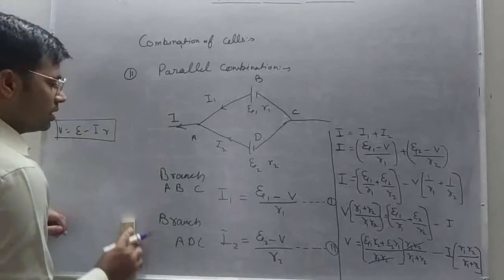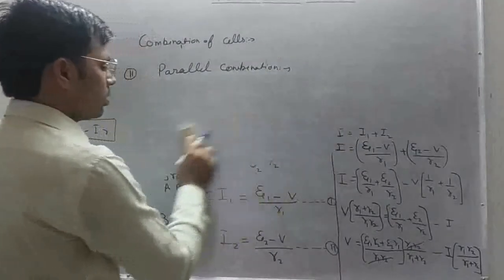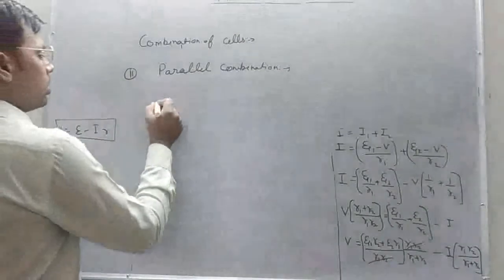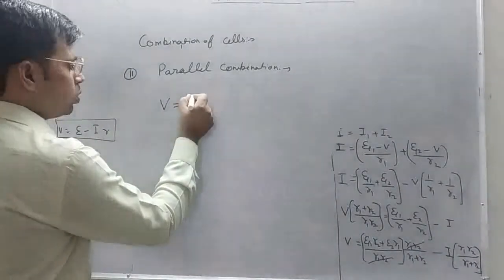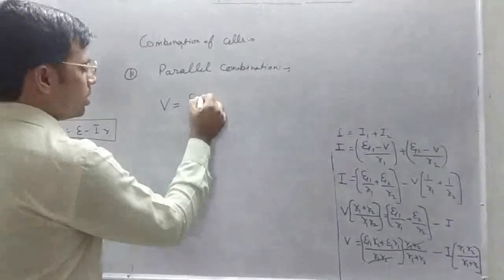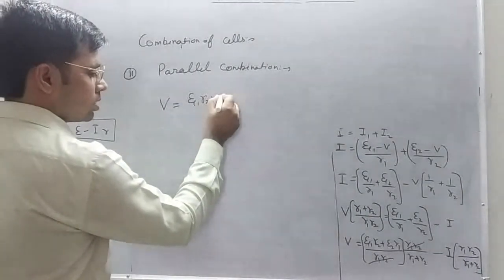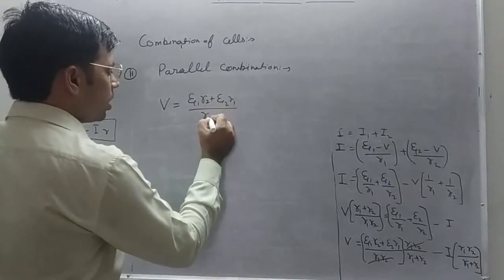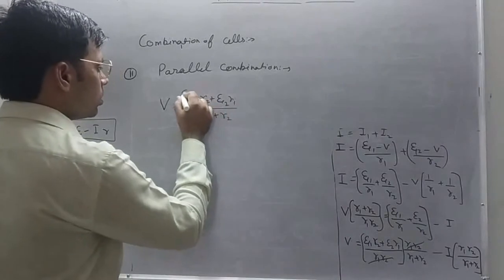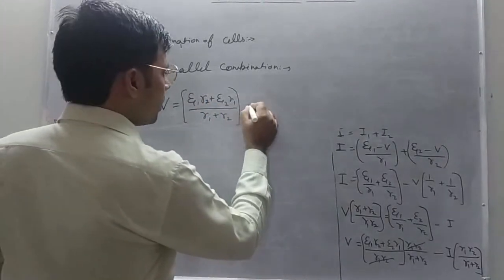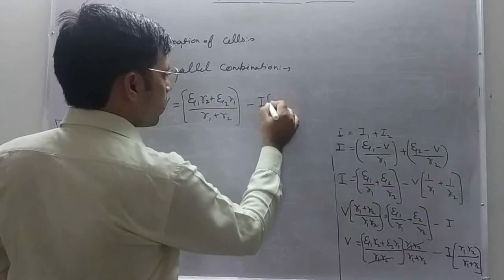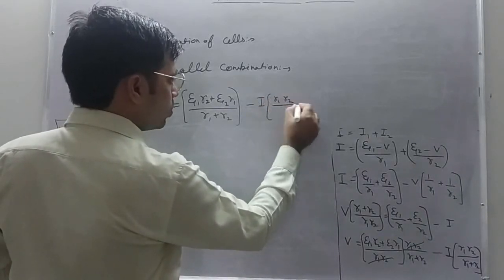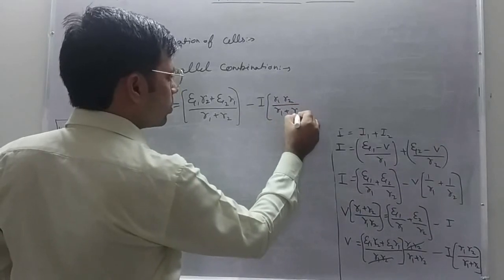Now I am erasing this diagram. Now the equation: V is equals to E1 R2 plus E2 R1 divided by R1 plus R2, minus I into R1 R2 divided by R1 plus R2.